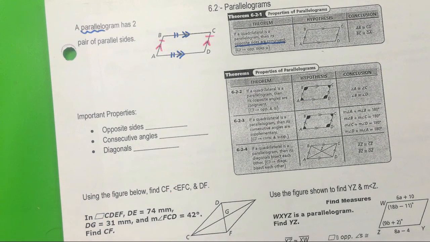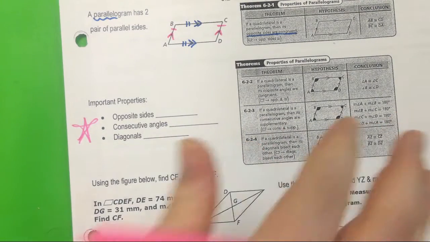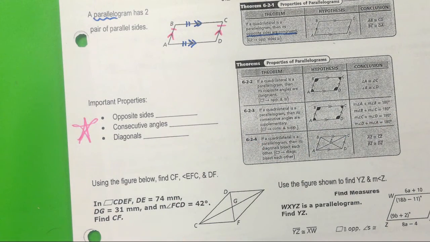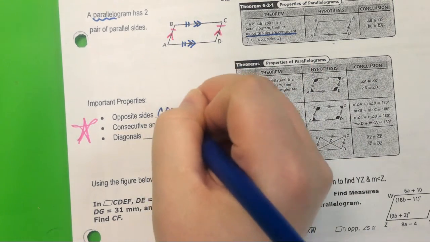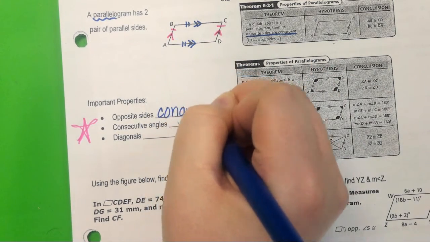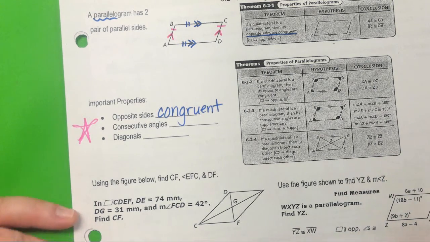Okay, there are 3 properties you need to know, and I would put a star by this because if you don't know these 3 properties, you will not do well on our next test. The first property is that opposite sides are congruent. And that's what that first theorem says. Actually, that's not what the first theorem says. We'll come back to that in a second.